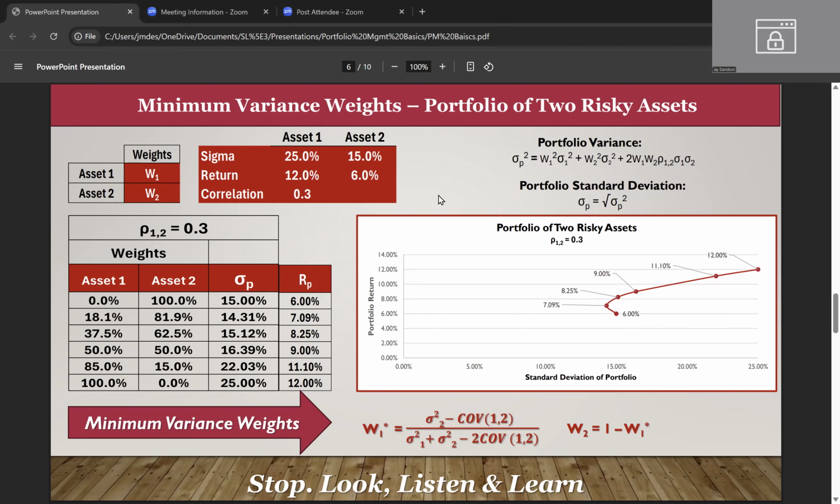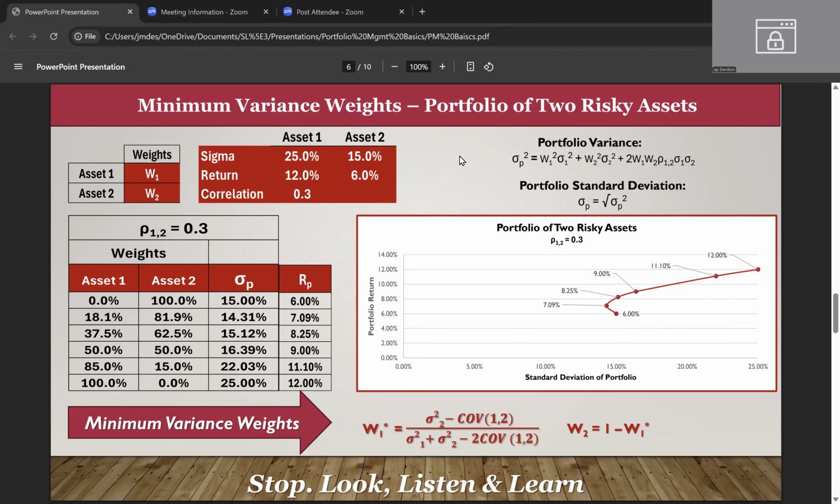And so on the exam, they very well could give you this information and say, okay, the portfolio manager wants to minimize the variance of the portfolio. So how should the portfolio manager allocate the funds in the portfolio? I mean, the resources of the portfolio between asset one and asset two. And so basically, what you want to do is you want to minimize this number here.